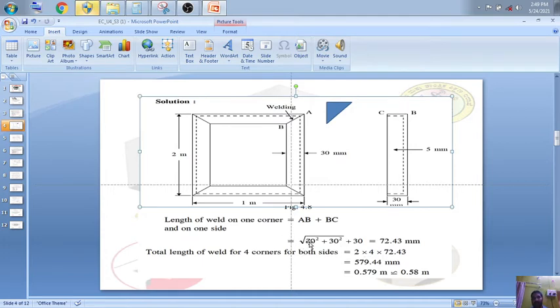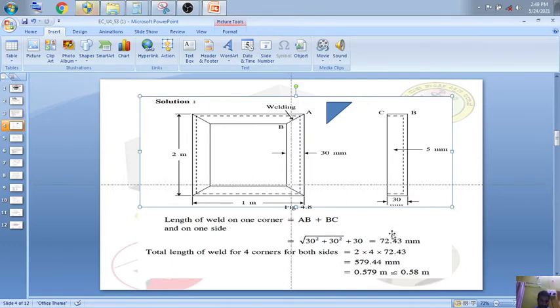42.43, how it comes: it is the square root of 30 square plus 30 square, that will give you 42.43, plus 30, this is CB length. So 72.43 is the total length. So 2 is both sides, welding on both sides. 4 is 4 sides here, multiplied by this 72.43, this is 579.44.